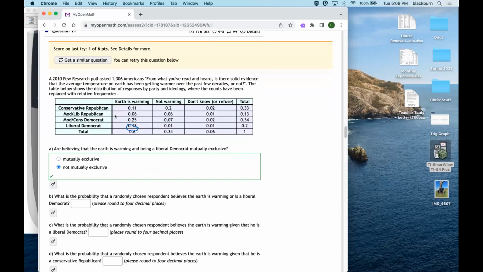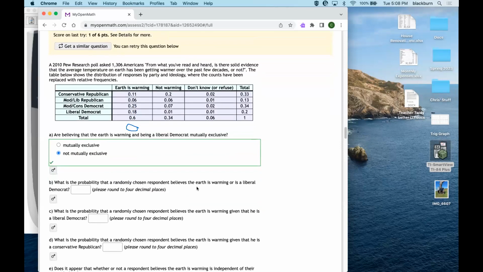Okay. So what is the probability that a randomly chosen respondent believes the earth is warming or is a liberal Democrat? So for that one, we're gonna actually have to add these numbers up plus these numbers. Okay, because that's gonna be the either or. So let's see what we get. I think I got 0.62 when I did it in my head.